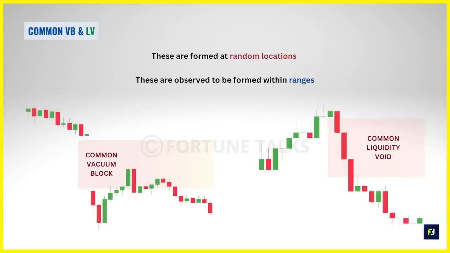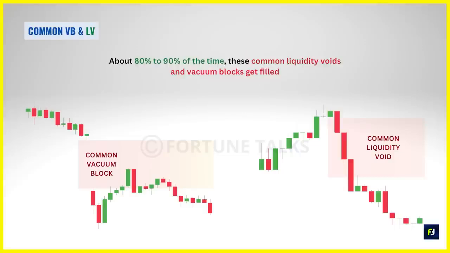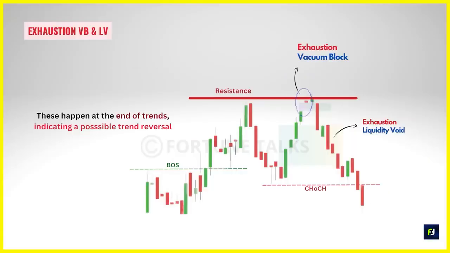That is, when the market trades between a certain range, you will come across them. And 80 to 90% of the time, these liquidity voids and vacuum blocks get filled. Now moving to exhaustion liquidity voids and exhaustion vacuum blocks, these happen at the end of the trend.